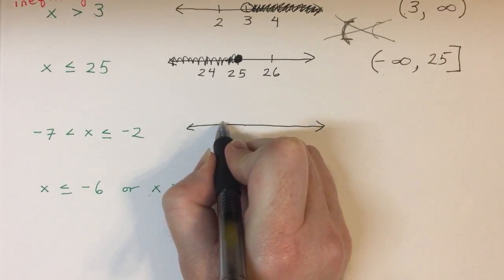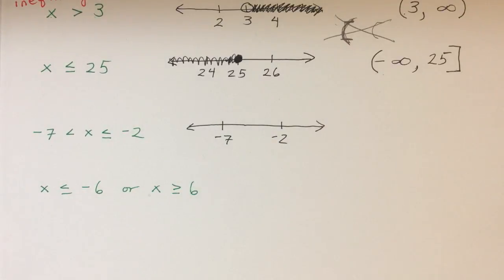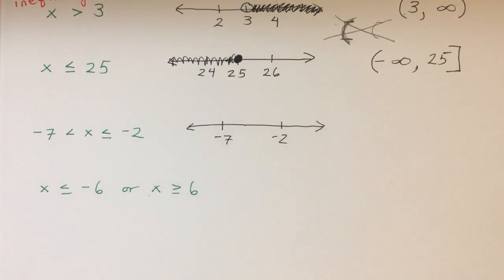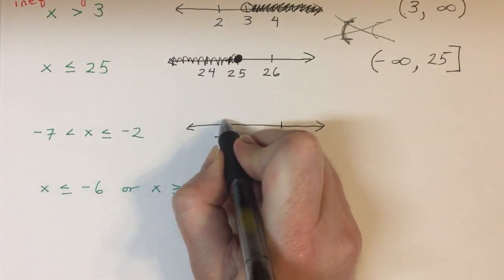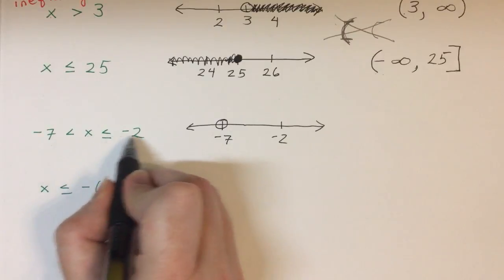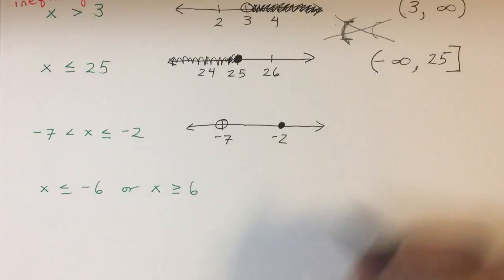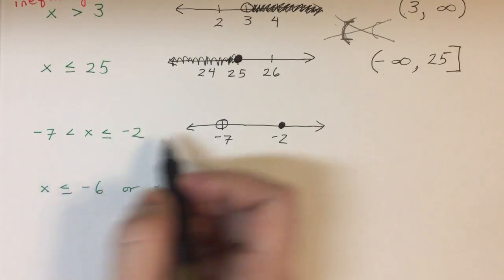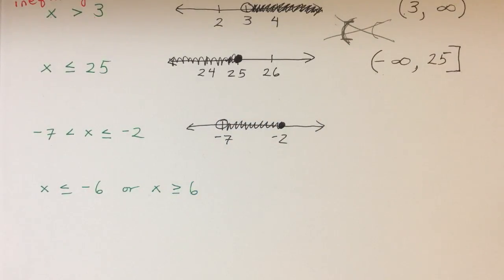Well, here on my number line, I need negative 7 and negative 2. Be sure you have these points in the correct order on the number line. Don't have negative 2 here and negative 7 here. At negative 7, not included, so open circle. At negative 2, included, so closed circle. X is more than negative 7 and less than negative 2, so it's trapped in between those.